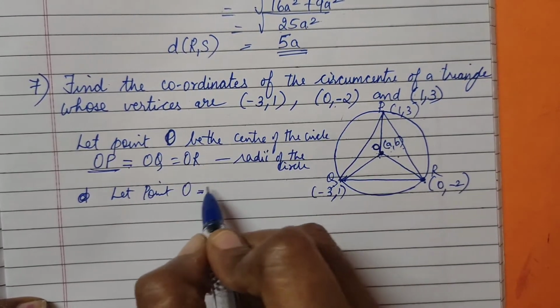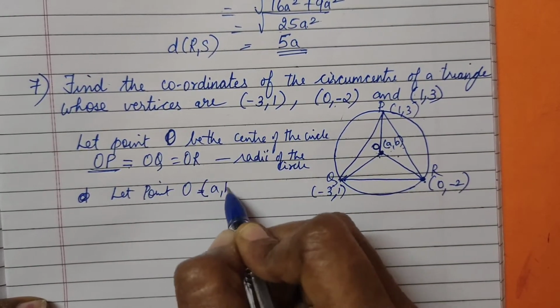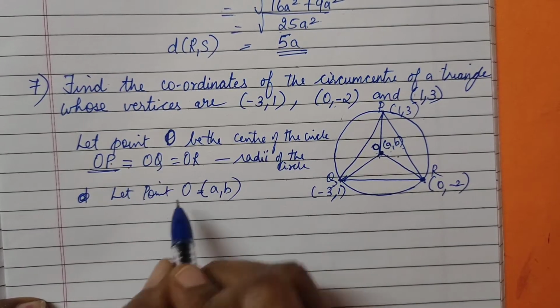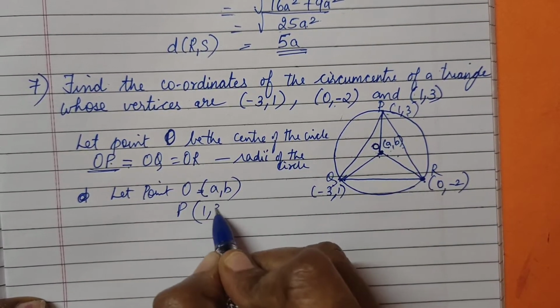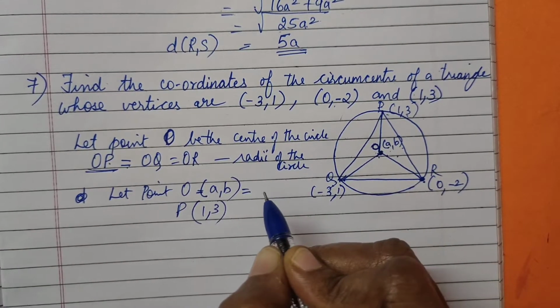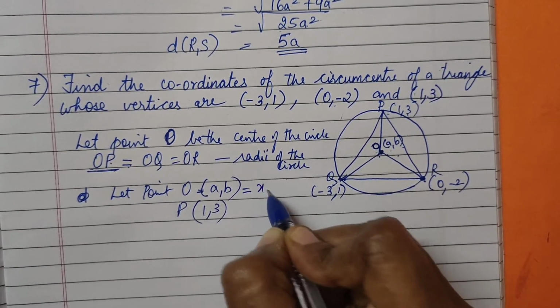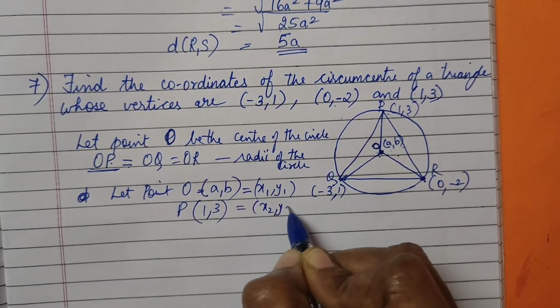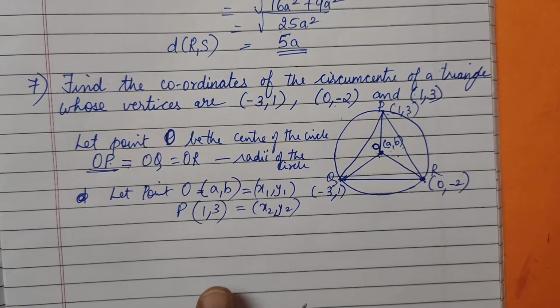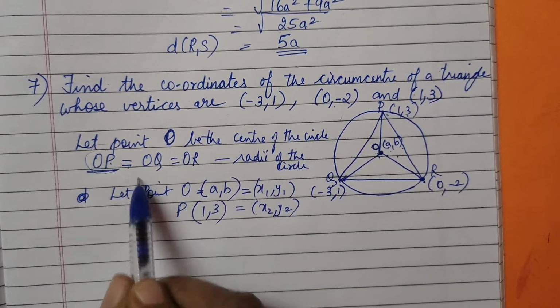Sorry, point O we don't have its coordinates, so we are considering it as (a, b), right? And P is how much? It's (1, 3). Here you can take it in your own way: (x1, y1) I am considering for one point, and this is (x2, y2). I hope this is clear till here. Yes, we are going to find the distance of OP.